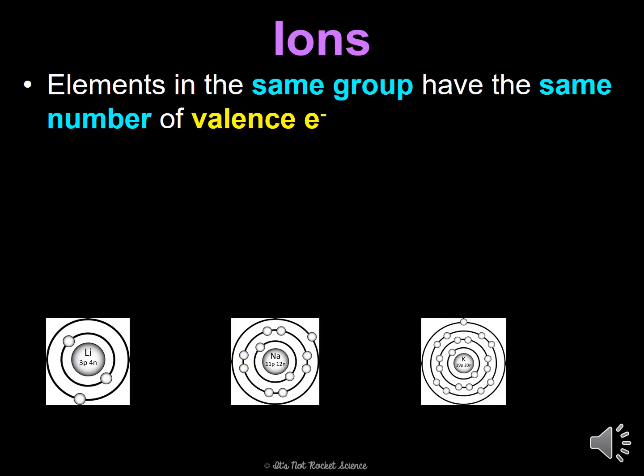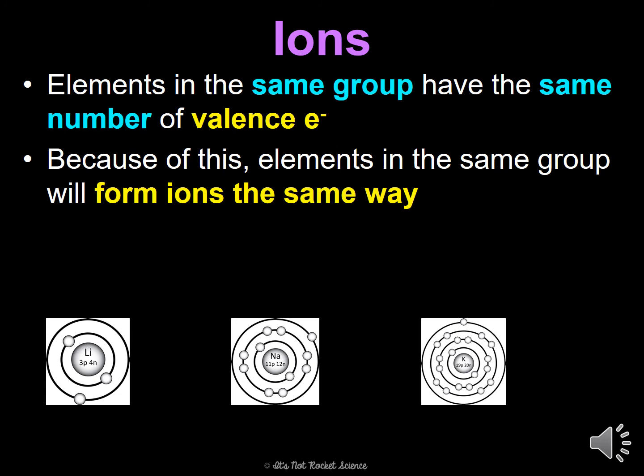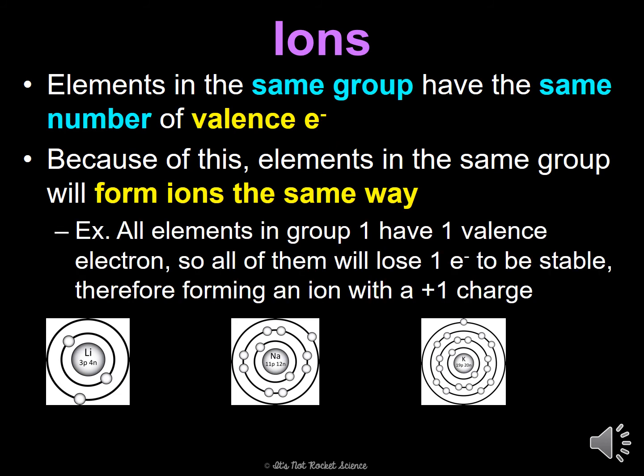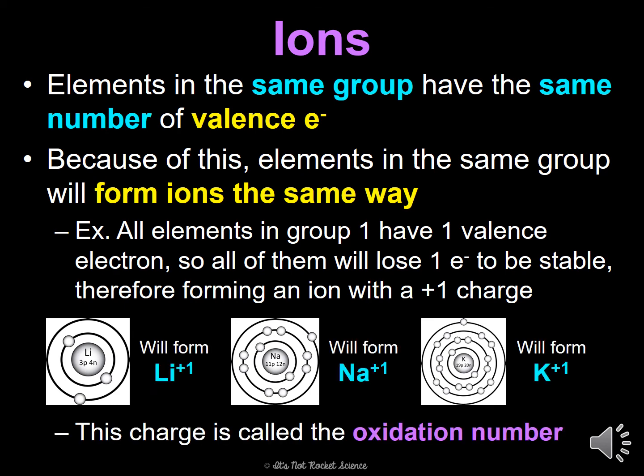For ions, very similar to valence electrons, elements in the same group have the same number of valence electrons. Because of this, the elements in the same group will form ions the same way. For example, lithium, sodium, and potassium are all in group 1, they all have 1 valence electron. So all of them will lose 1, which makes it a positive charge. So it'd be Li positive 1, Na positive 1, and K positive 1.